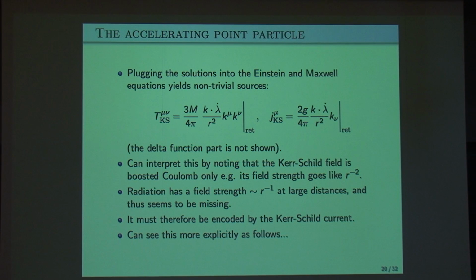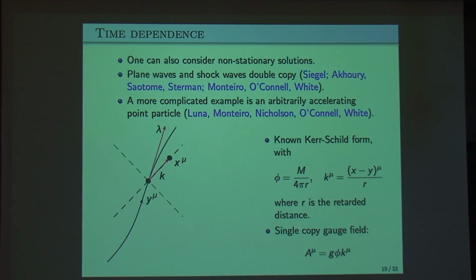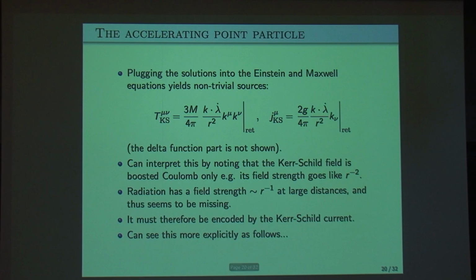I've not bothered here showing the delta function source corresponding to this world line itself. That is implicitly there. These functions are actually defined at all values of the space, and we spent some time trying to interpret, really, what these meant. I'll talk about that shortly. These sources then depend on lambda dot, which is related to the acceleration of the particle, and this "ret" here just means that everything's evaluated at the retarded time.